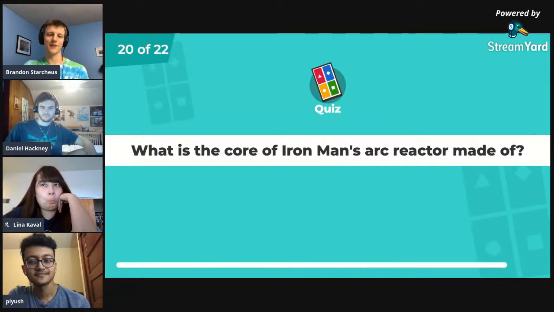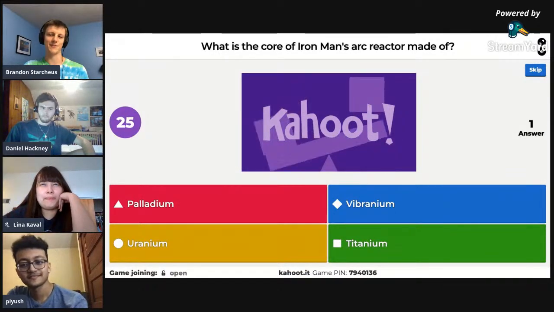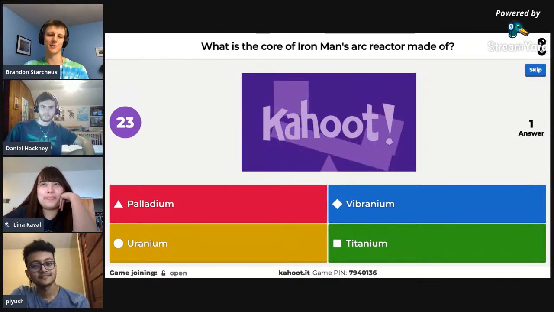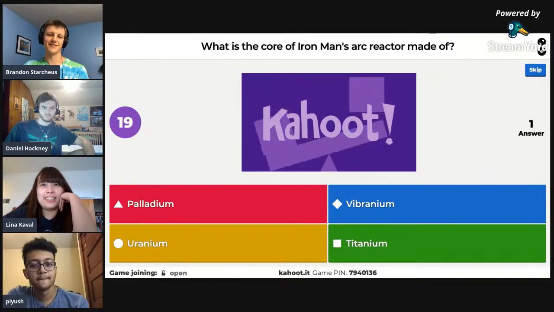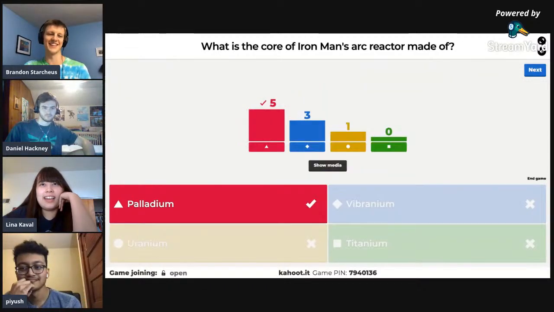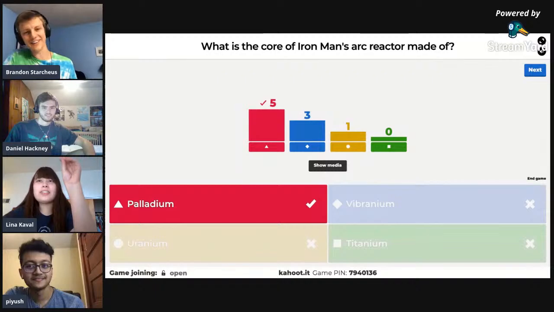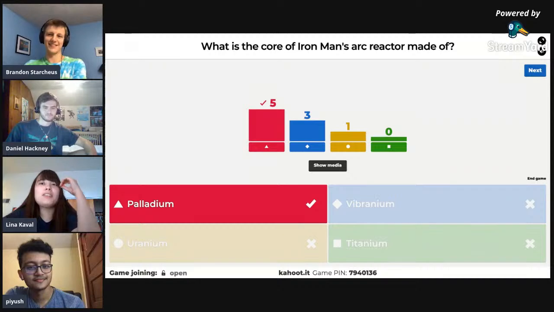All right, the core of Iron Man's arc reactor in the MCU. If you've seen the first Iron Man movie, what's his core made of? Does anyone know this one, or is it just me, the Iron Man fan? Okay, people know it. Stuck with the vibranium because that comes up all the time, and it's been a hot minute since I've seen the MCU movies.